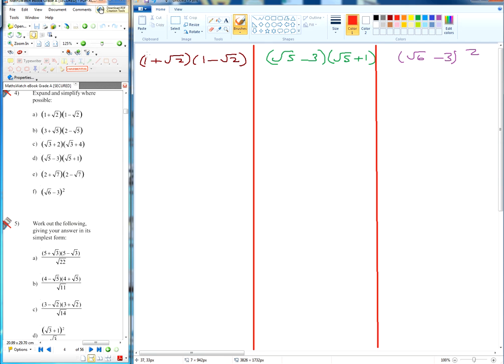Okay, so we have 1 times by 1, really hard question, which is 1. Well done, Haru. And we have 1 times by minus root 2 is minus root 2. Plus root 2 times by 1 is plus root 2.